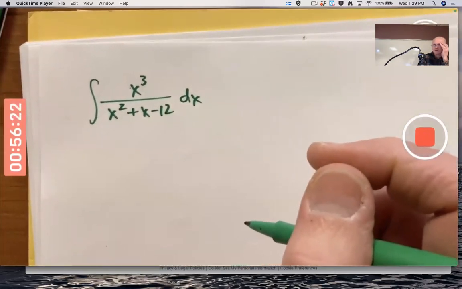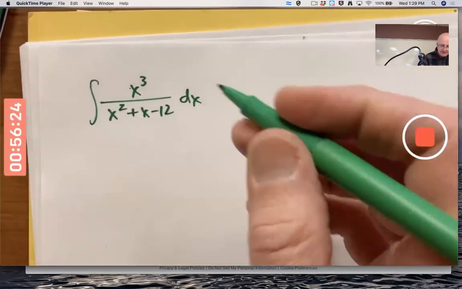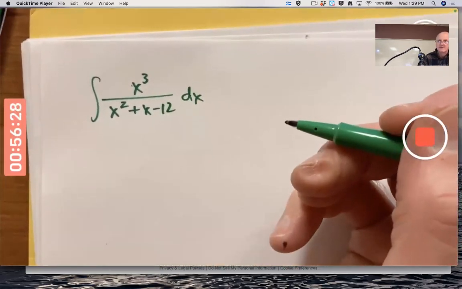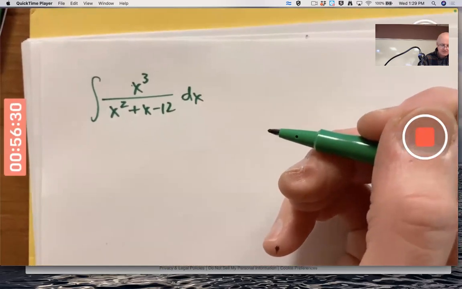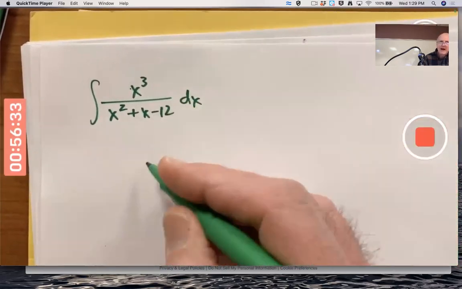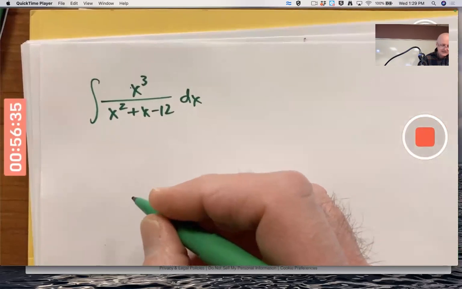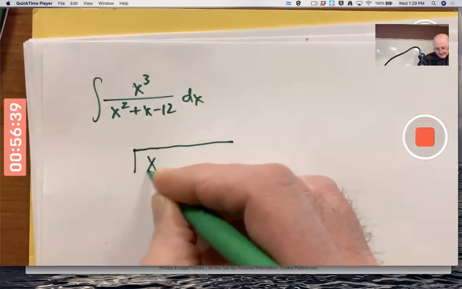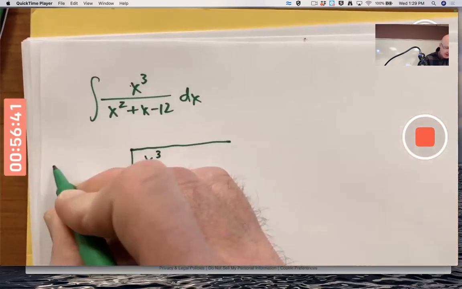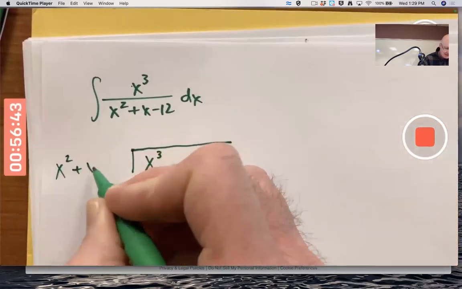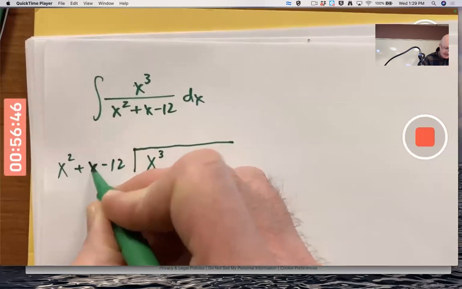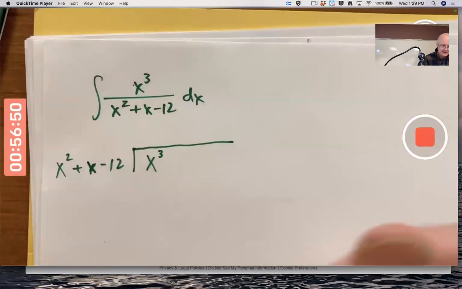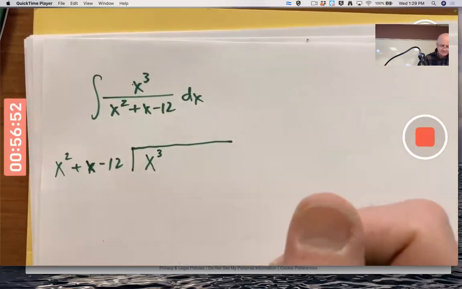You've got to use long division first. And by the way, that would happen even if it was x squared on top. Same degree. You still need to use long division first. I'm taking x cubed and dividing by x squared plus x minus 12. That means for the long division symbol, the x cubed goes inside and the x squared plus x minus 12 goes outside. You want the possibly higher degree thing inside. That's from the thing on the top. And the thing on the bottom, outside.